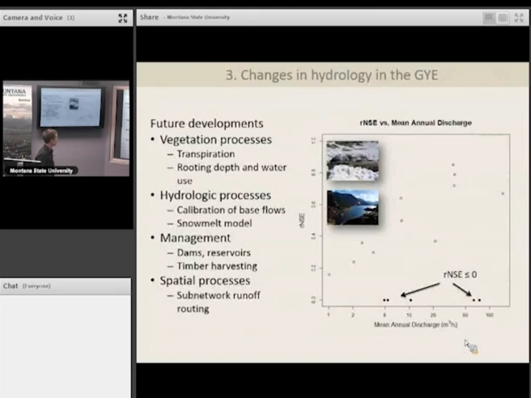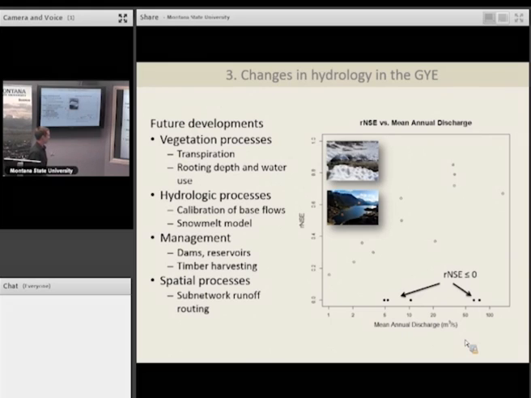So, future developments. We're trying to improve the vegetation processes that affect hydrology, such as transpiration, rooting depth, and water use. We're going to calibrate for the base flows and attempt to improve the snowmelt model that goes with that. And then simulate management such as dams and reservoirs or timber harvesting, and improve the fish processes.